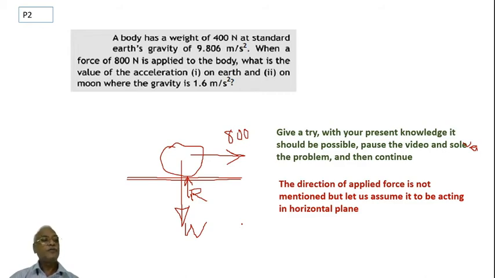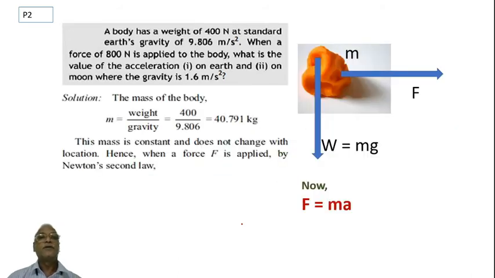You try to solve the problem, we'll see. I'll go ahead for the next discussion. So they have said that it has a weight of 400 newtons. I can always calculate the mass. So weight equals m into g, that's why m equals weight by gravity on Earth's surface, which is taken as 9.806. So the mass comes out to be 40.791.